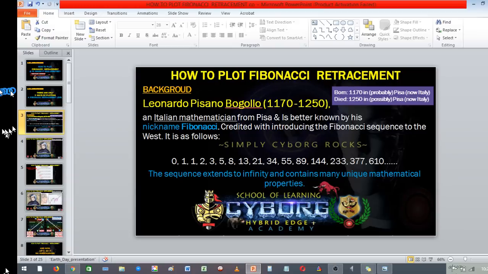Leonardo Pisano Bogoglio is an Italian mathematician from Pisa. Pisa is now known as Italy today, and he is better known by his nickname Fibonacci, credited with introducing the Fibonacci sequence to the West. It is as follows: 0, 1, 1, 2, 3, 5, 8, 13, and so on. The sequence extends to infinity and contains many unique mathematical properties.